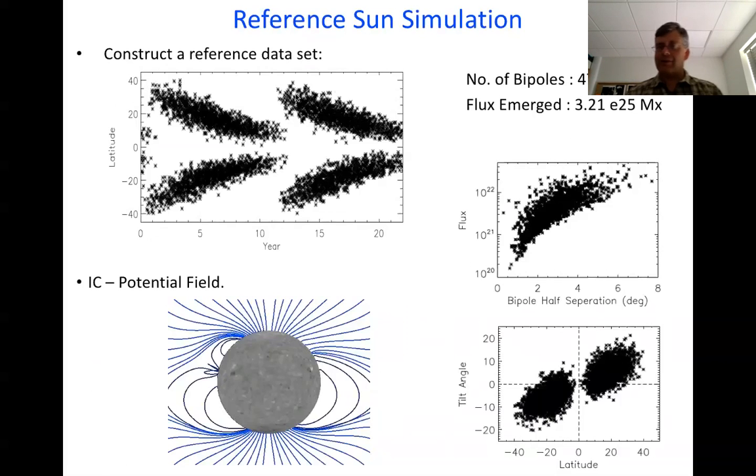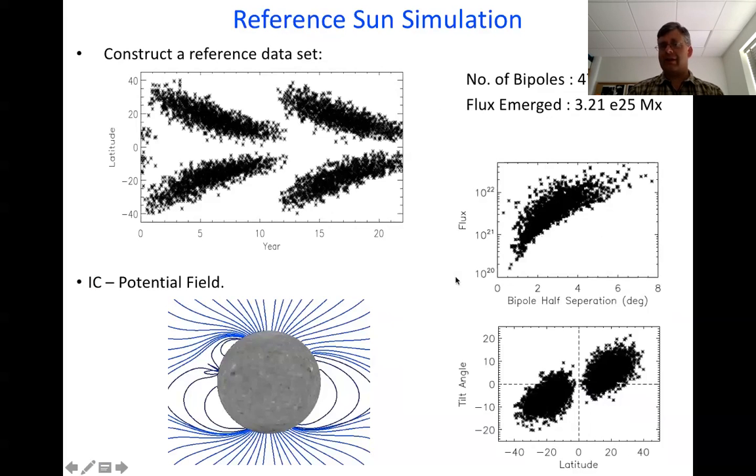Now, in this reference sun simulation, we emerged 4,770 bipoles over the 22 years. All of these emerged in this non-potential process that I described earlier on. Now, in terms of the amount of flux we emerged, it's in the order of 3 times 10 to the 25 Maxwells.